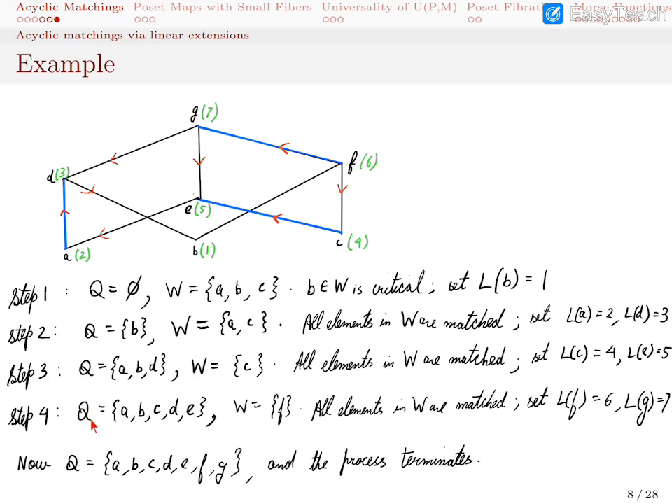And then in step 4 you have A, B, C, D, E all matched. So you are just left with G and F. But then F is the minimum, and then you can just set L(F) equals 6 and L(G) equals 7. And now you are done because everything is now ordered.